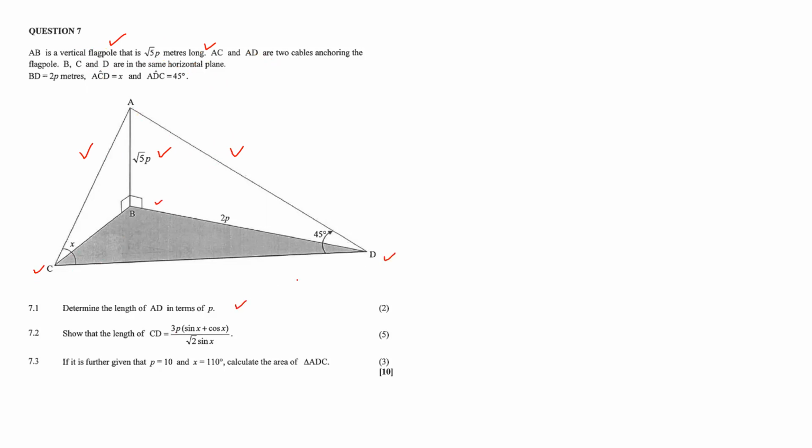Determine 7.1, the length of AD in terms of P. So we're going to look at 7.1. To do that one, we can see clearly that to find the length of AD, we need to perform a small separation. What is the small separation?